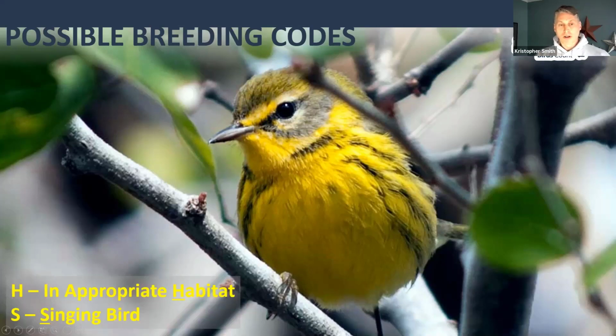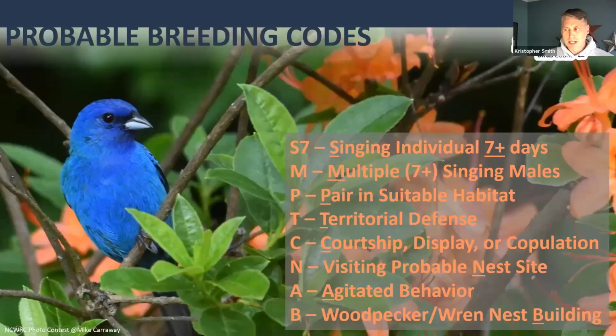Then you have territorial defense, courtship, displaying, and copulation, and visiting probable nest sites, and agitated behavior for A, and B is woodpecker or wren nest building behavior, and we'll talk about that in a little bit. So those are your probable codes. And again, that is a higher probability that those birds are breeding in that area.